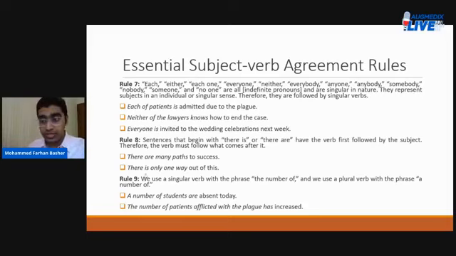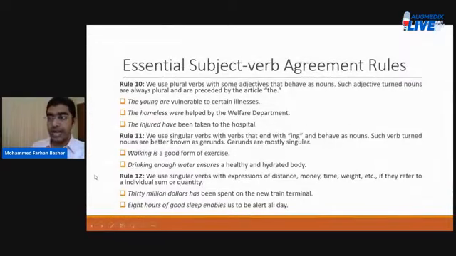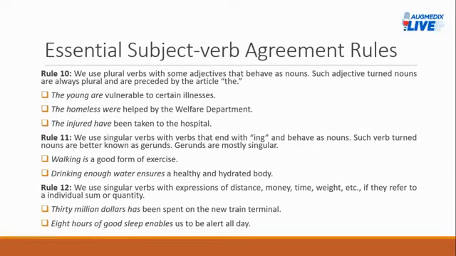Clear? I hope so. Moving to the next slide, we have rule number 10. What does rule number 10 tell us? We use plural verbs with some adjectives that behave as nouns. Such adjective-turned nouns are always plural and are preceded by the article the, right? Follow this.